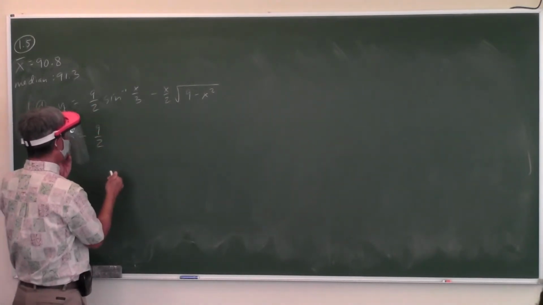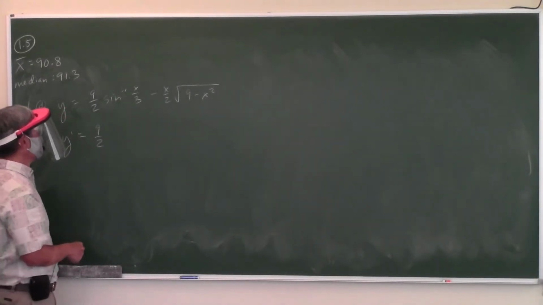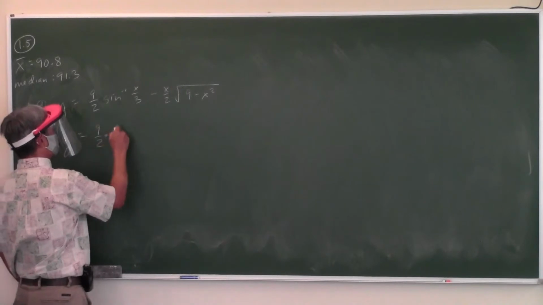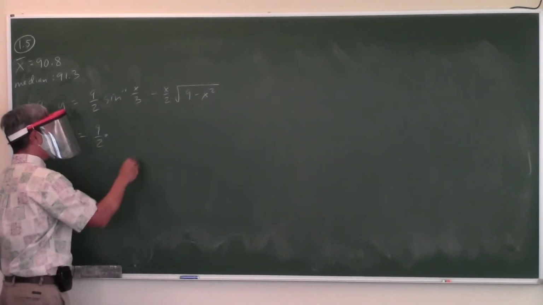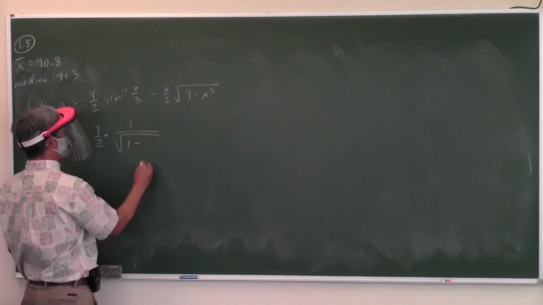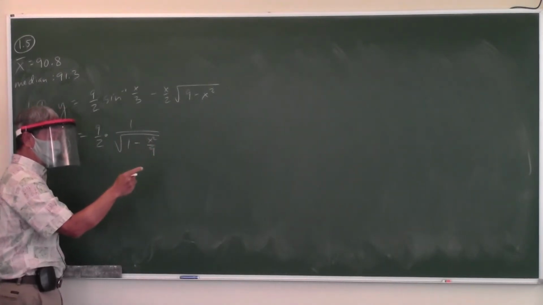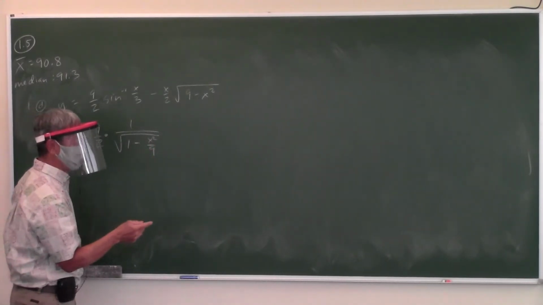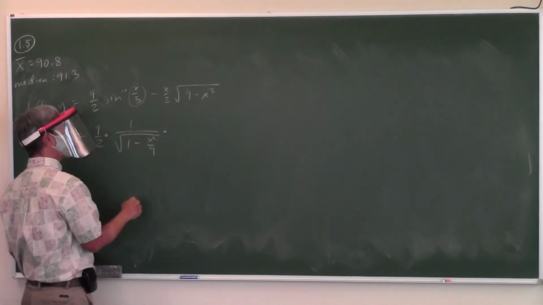Yep. And then how do I take the derivative of this? 1 over root 1 minus box squared. And then the most important part, because if you don't do this, that's a fatal error: times the derivative of the box.